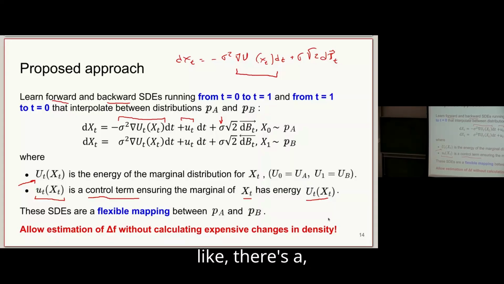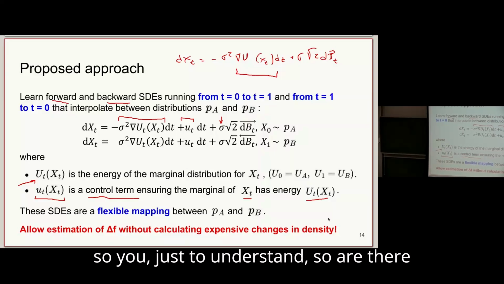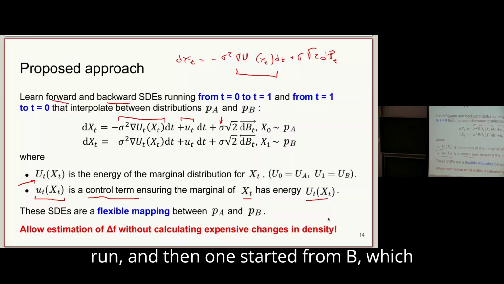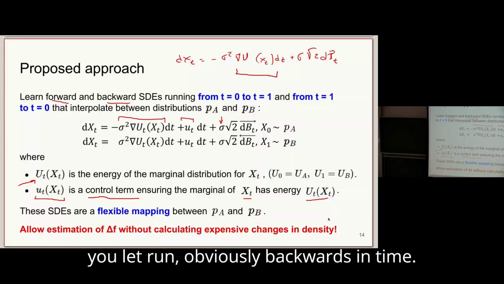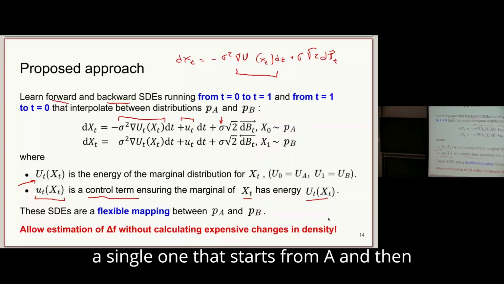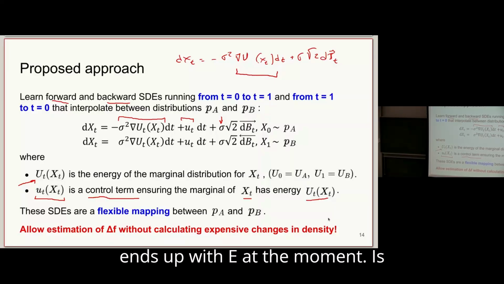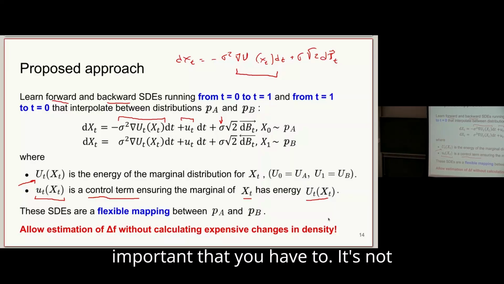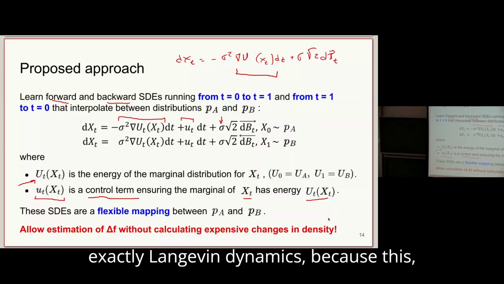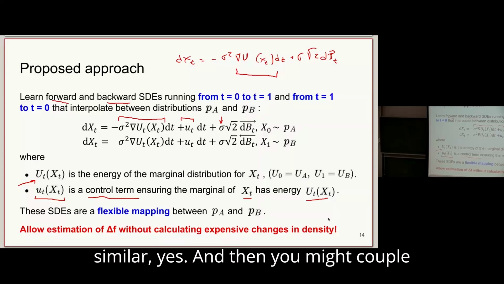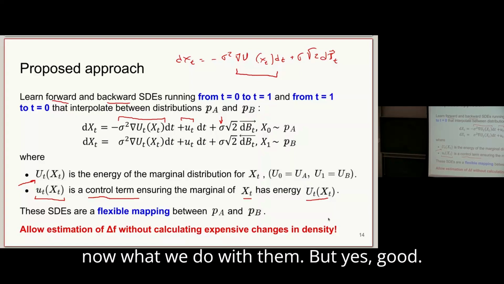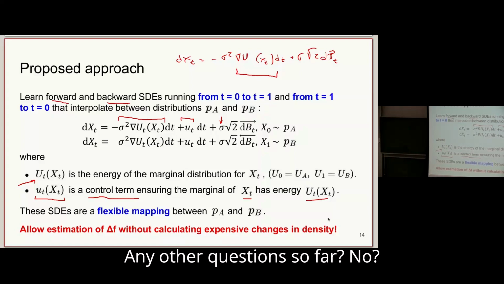Just to understand, so are there two separate Langevin dynamics, one that started from distribution A that you let run, and then one started from B which you let run, but obviously backwards in time. Is that correct? Yes. Okay. But it's not a single one that starts from A and then ends up at B at the moment. Is that correct? Yeah, it's not a single one. There are two. Okay, fine. And it's important that you have two. It's not exactly Langevin dynamics because it's like an SDE, kind of similar. Yes. And then you might couple them somehow. They might. Yeah, we're not really coupling them. We're going to see now what we do with them. But yes, good. Any other questions so far?